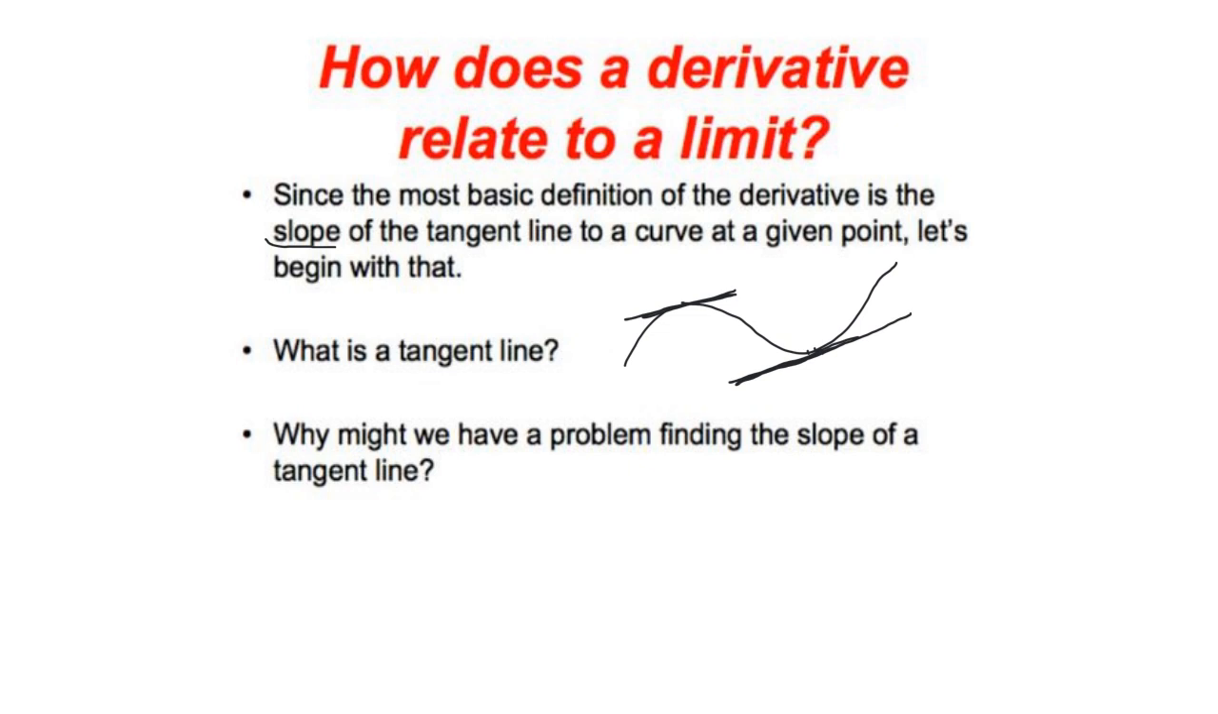So why might we have a problem finding the slope of a tangent line? We know it's going to depend on where you place the line that is tangent to the function. So it all depends on where you're placing that line.